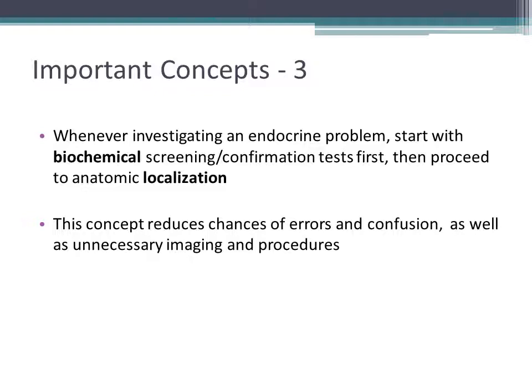So anytime you're dealing with a patient who might have an endocrine problem based on history and physical examination, we start with biochemical testing or lab tests, whether it's blood or urine or other things. We have a lot of screening tests for certain disorders, then we have confirmatory tests for those disorders, and once we confirm a diagnosis, we start looking for the anatomic location of the problem.